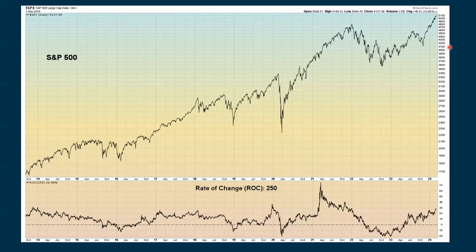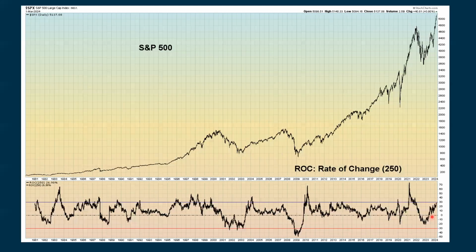Some rate of change charts, these are just for information. We are continuing to go up with our 250 period, and then here's a little longer term. We're getting up to this blue line, which sometimes can mean we're getting into an extreme positive area, but we can go well above that at certain times.